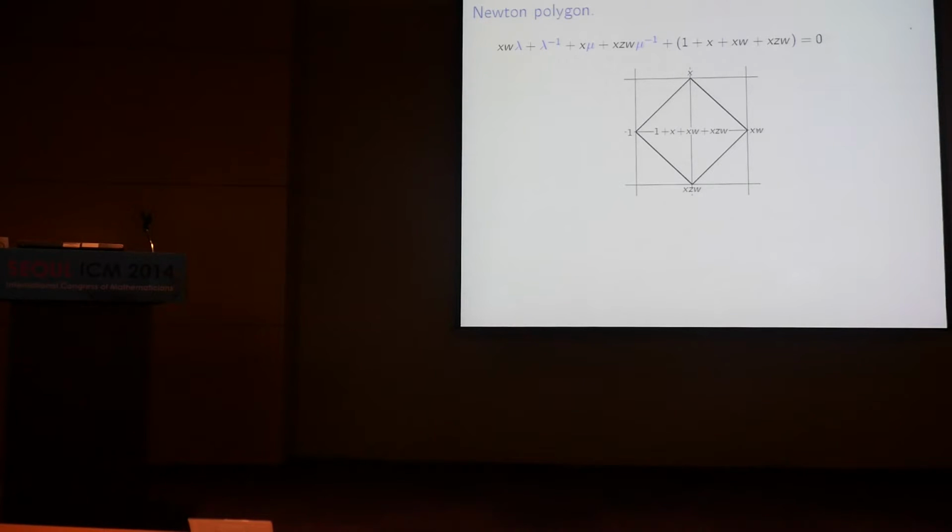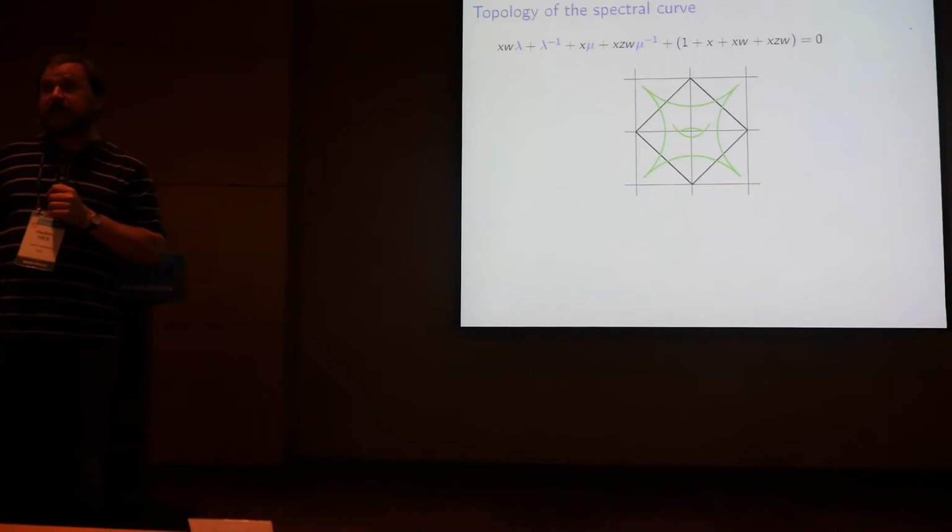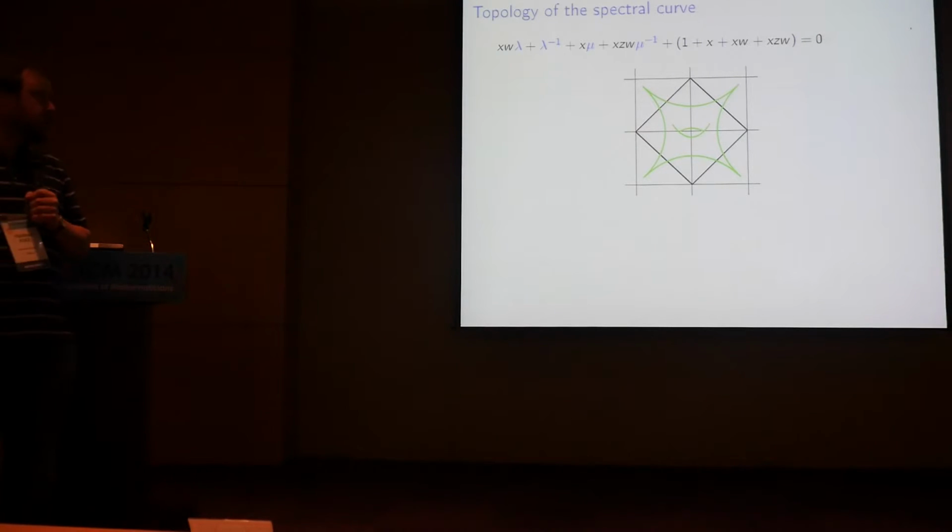The first property is: what is the topology of this spectral curve? So what is the genus? What is the number of points at infinity, etc.? So this curve, of course, is an affine curve. It can be compactified canonically by adding points at infinity.